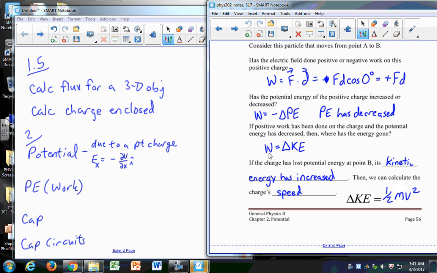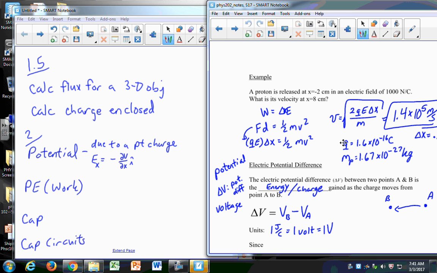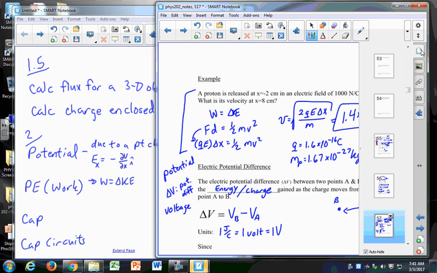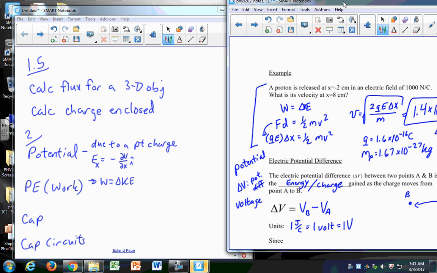Need to know how to do this sort of thing, where if I have an object that travels through a certain potential, be able to calculate its speed. So that sort of falls into this category with work, that work is equal to my change in kinetic energy. Let's see, this is on page, what page number is this? 57 of your notes, page 57, something similar to that.